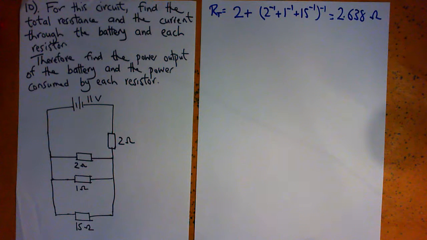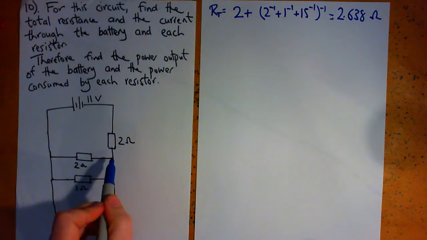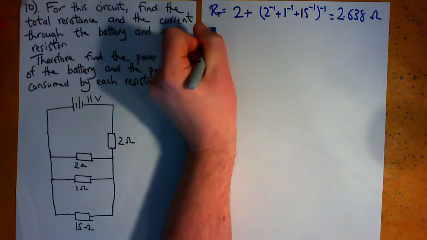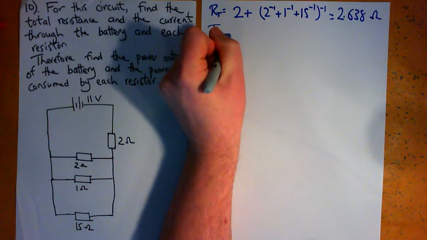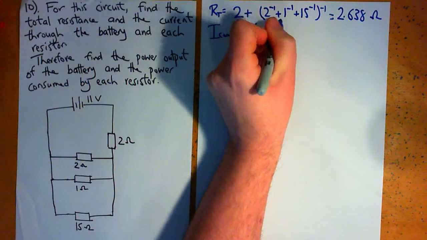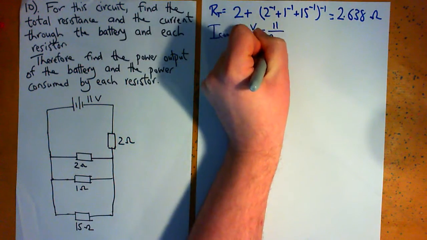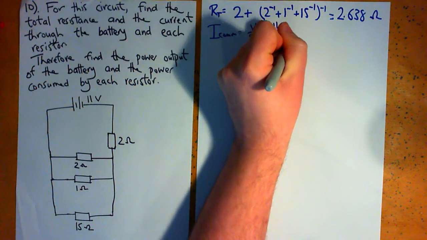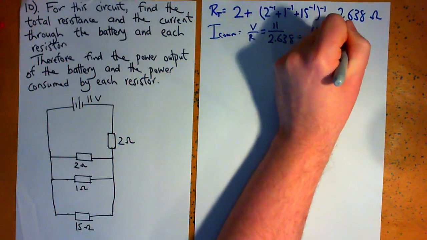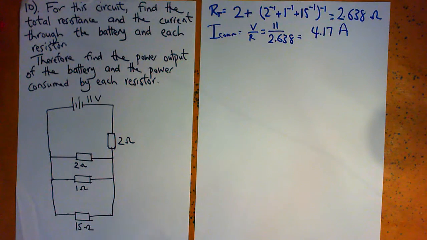Now we need to find the common current, so the current through the part of the circuit where the battery is. So I_com is, from Ohm's law, V over R. Voltage of the battery is 11 and the total resistance is 2.638. Calculating that gives us 4.17 amperes. So that's 4.17 amps going through the battery.